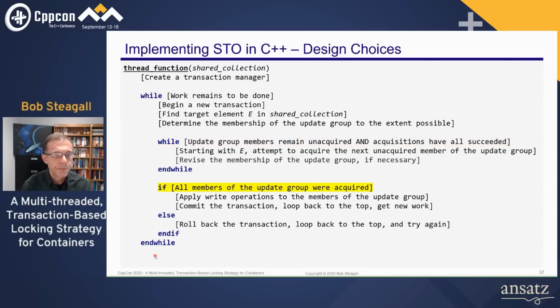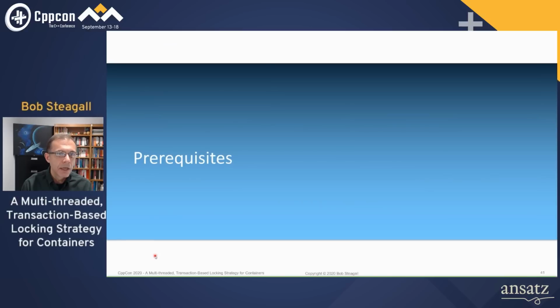Once that's done, if we are able to acquire all the members of the update group, then we apply our write operations to that group. We commit the transaction, and we go do new work. Otherwise, if we were not able to acquire all the elements of the update group, we roll back the transaction, we loop back to the top, and we try again.